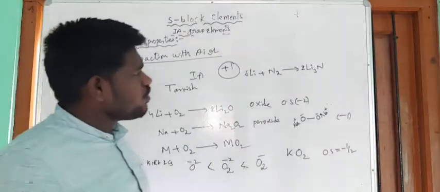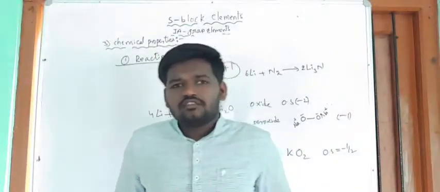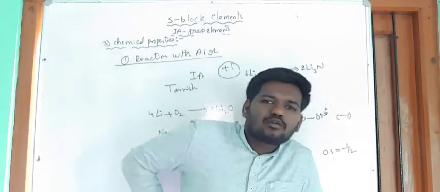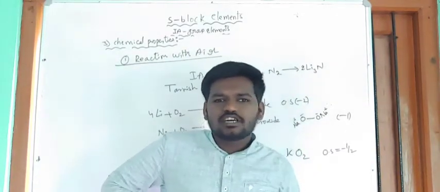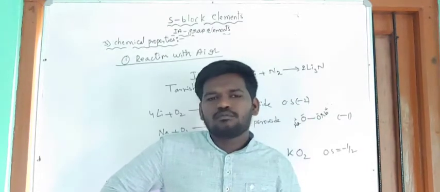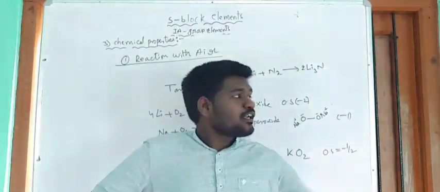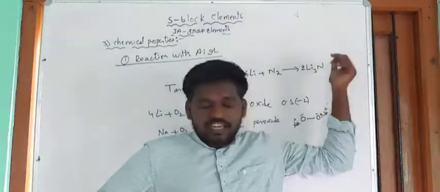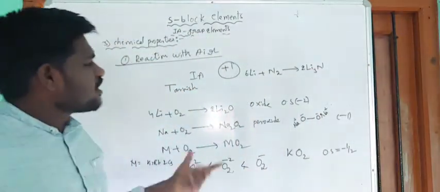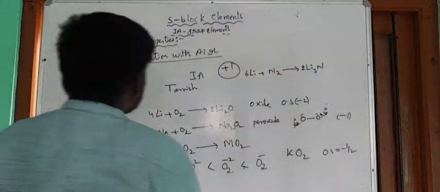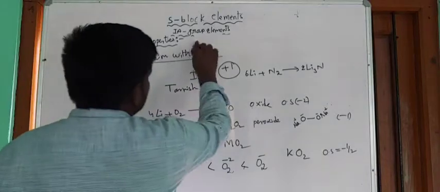I told you in the starting video that lithium shows anomalous, abnormal properties when you compare it with the rest of the elements in the first A group. Because of its small size, its properties are a little different from those of the rest of the elements. Okay. And the next one, reaction with water.